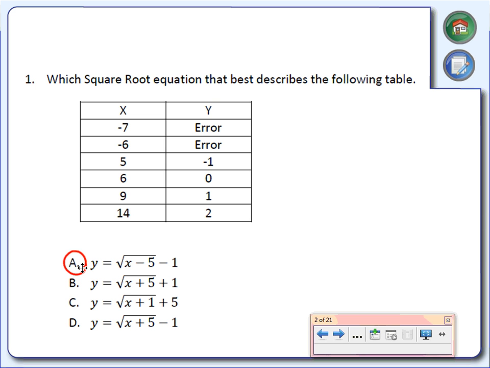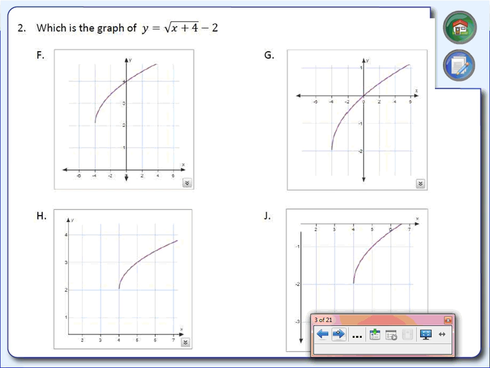Number two, very similar. This time they give you the equation, and we want to know which of those graphs matches that equation. So y equals square root of x plus 4 minus 2. Which graph of that equation should be G? All right.